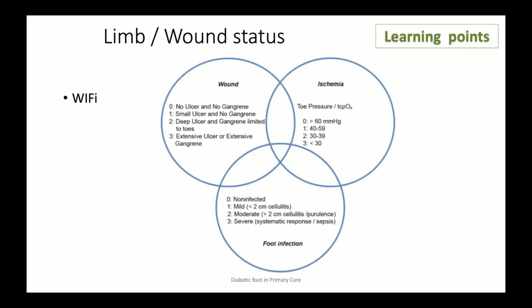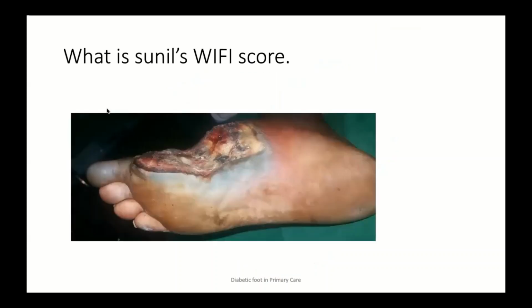If anybody has seen this WIfI score, I think it's very important to know these components. It's probably not important to know the subcomponents, but to be aware that when we look at a patient, we look at the wound, look at the ischemia, look at the presence of infection, and this is useful to determine what risk this patient has.